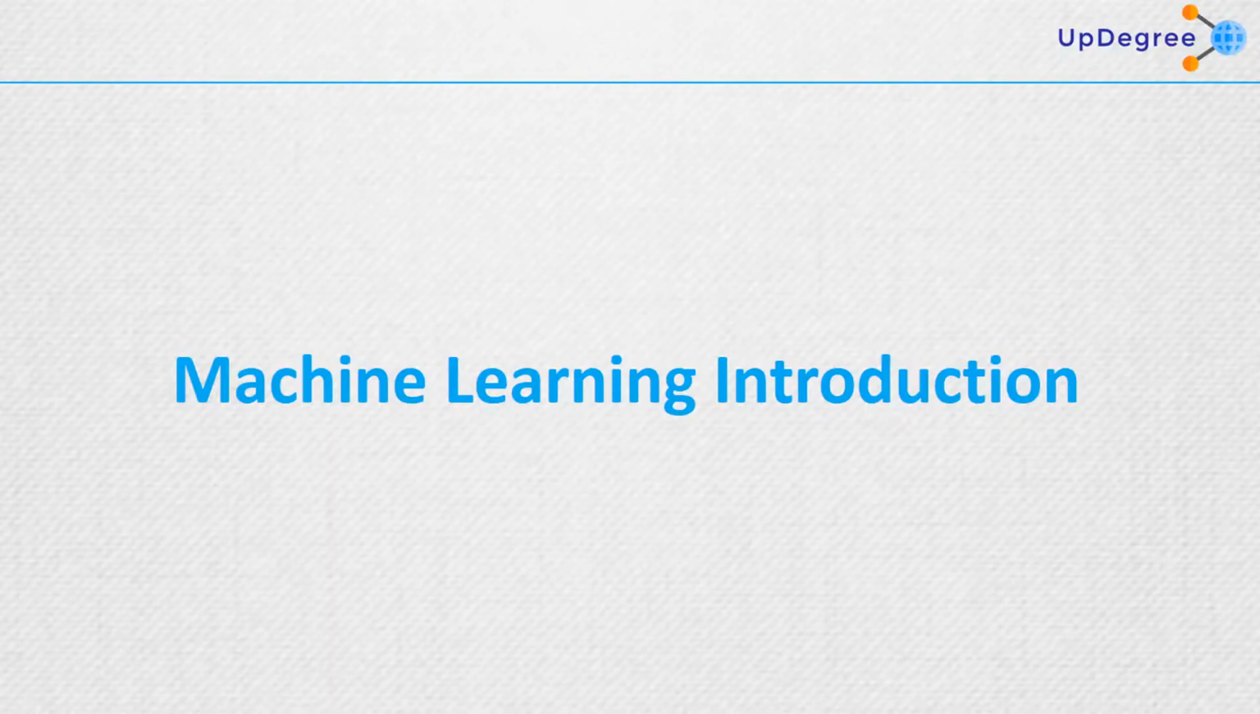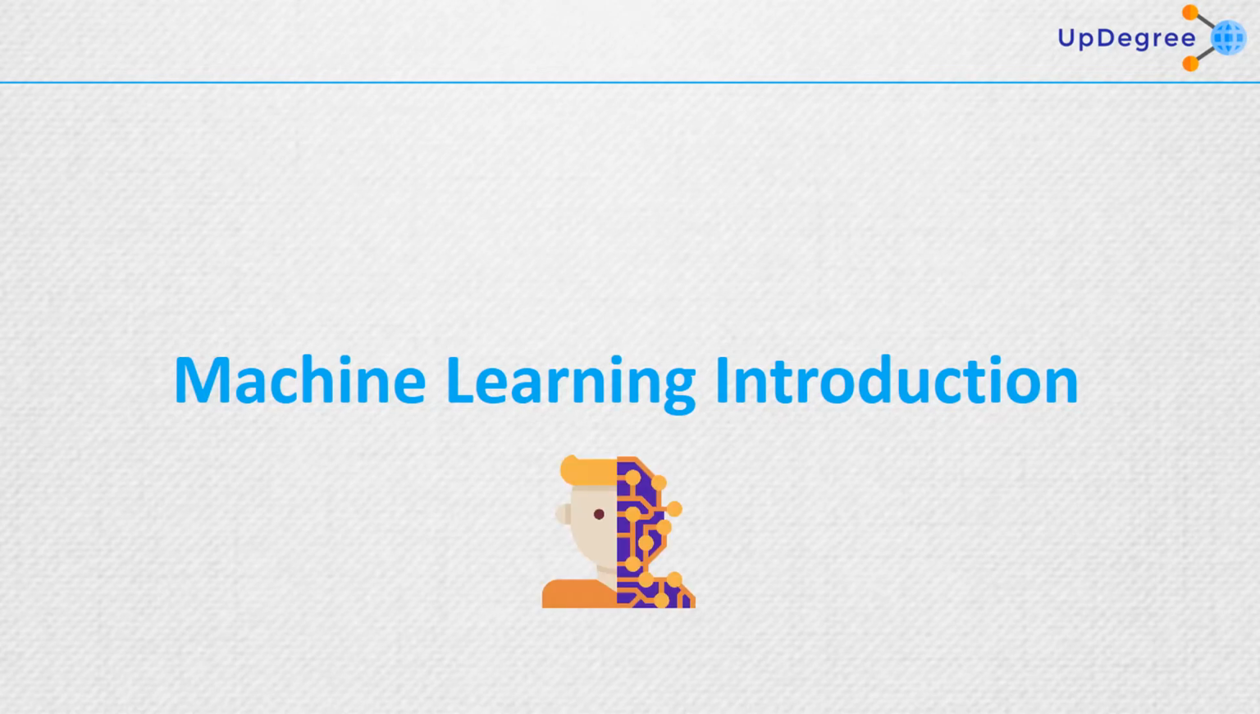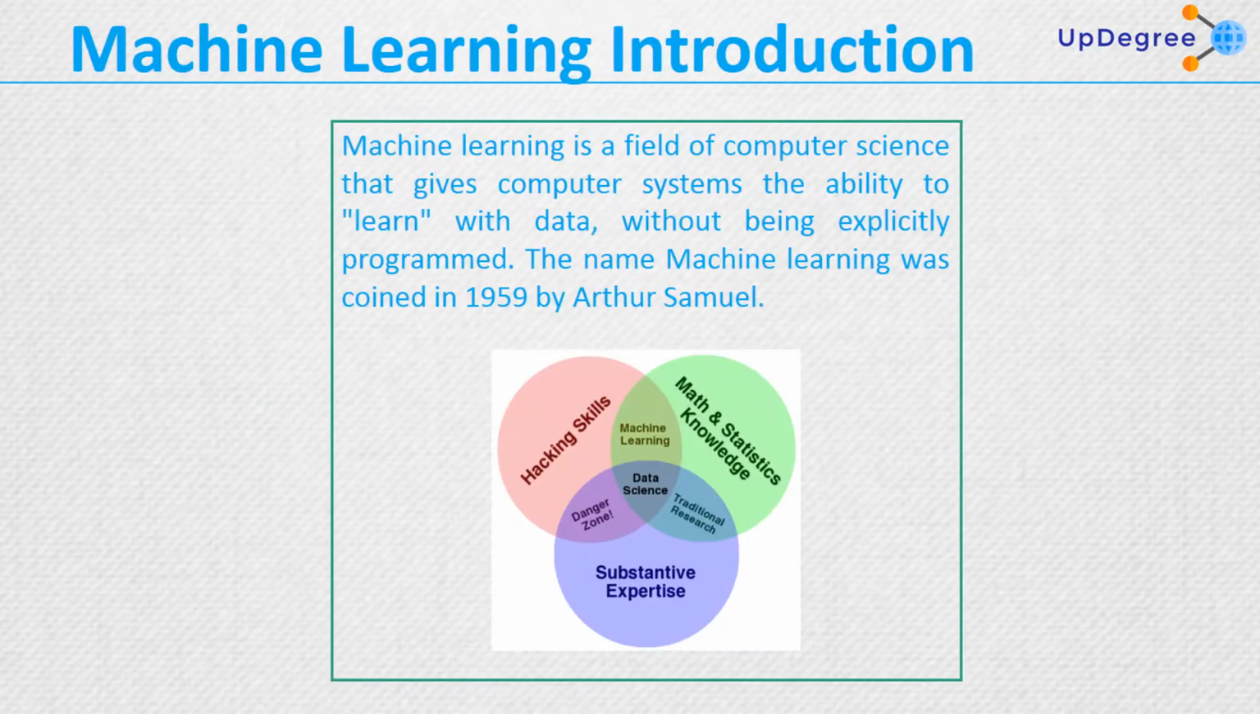In this video, we are going to cover the machine learning introduction. So let us go for the definition of machine learning at first. Machine learning is a field of computer science that gives computer systems the ability to learn with data without being explicitly programmed. So this definition is a very important one.